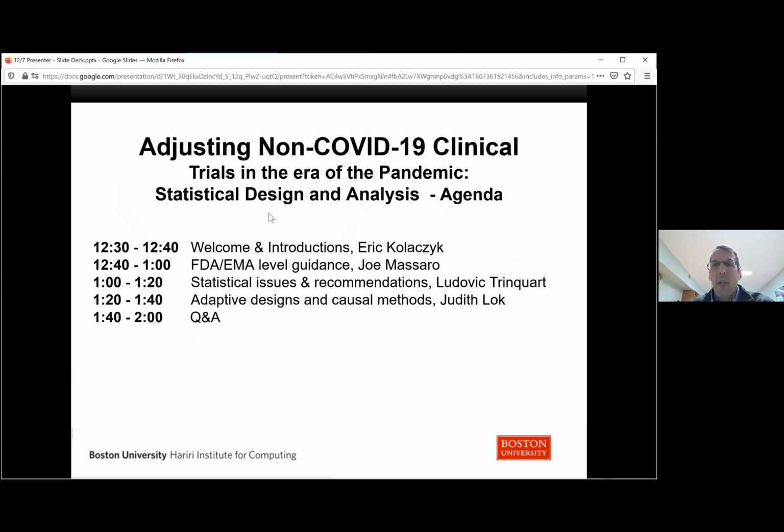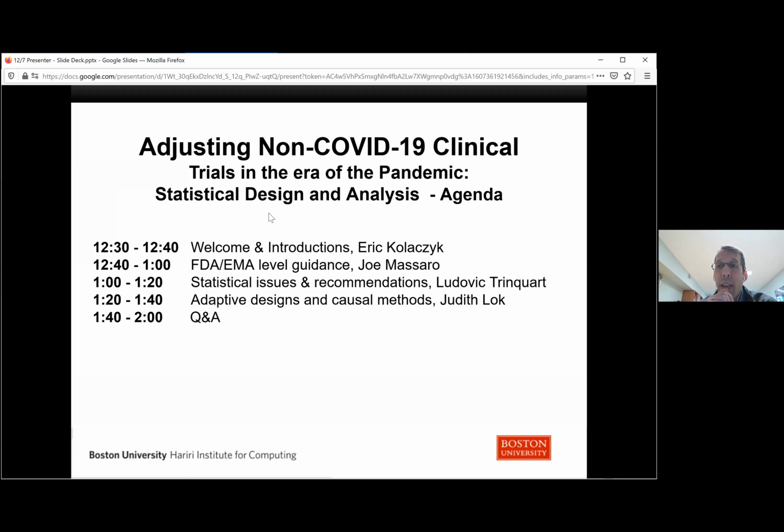The plan is to move in 3 levels. We're going to start with Joe Massaro giving an overview of FDA and EMA level guidance, giving a sense as to what both the US and Europe have said in terms of guidance from the regulatory agencies. Ludovic is then going to talk to us about statistical issues and recommendations from more of a nuts and bolts perspective.